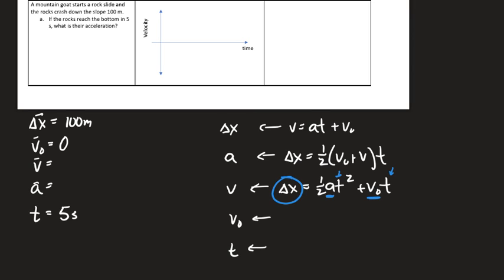Every motion problem gives you 3 pieces of information, which means there's always a motion equation that can be used in one step to solve for the missing piece. That's what you need to see.